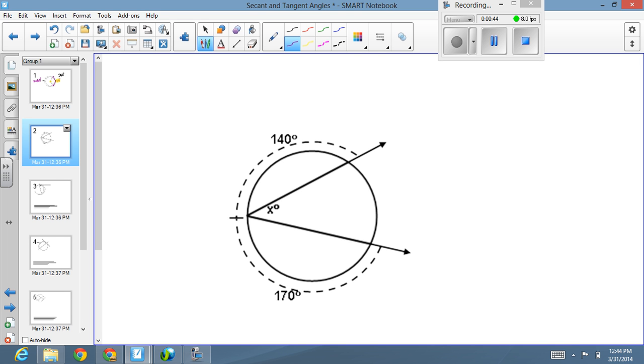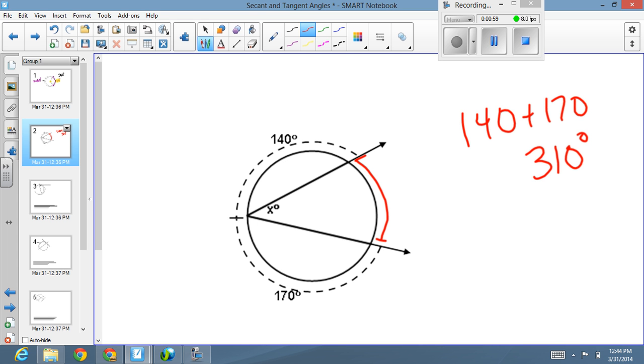Another example. One of these arcs has 140 degrees. The other arc has 170 degrees. Together that makes 310 degrees. So that means that this remaining arc here must have a measure of 50 degrees. Now this isn't something we've talked about much, or maybe even at all, but you got to be careful here because it's the central angle here that would also have a degree measure of 50 degrees.